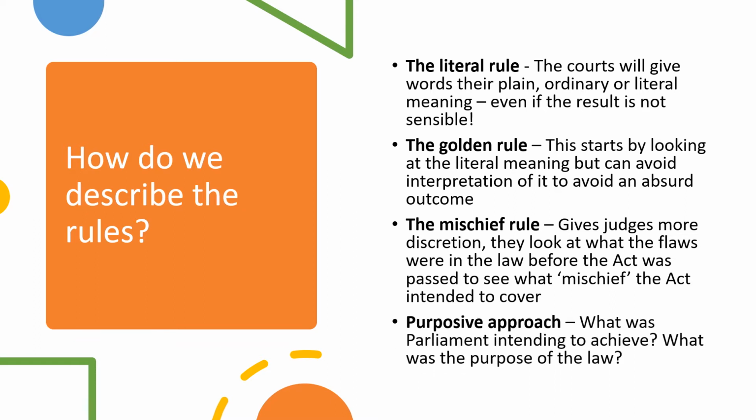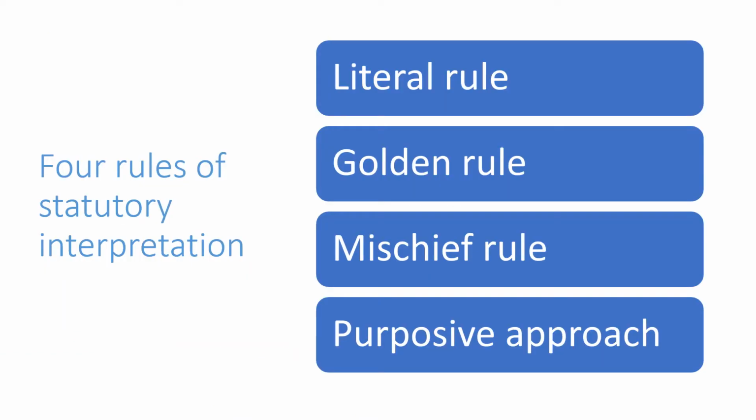And finally, the purposive approach. This looks at what Parliament was trying to achieve by creating the law, what the purpose of that law was, and gives effect to that purpose. So as you can see, this is a sliding scale of rigidity, starting very rigid at the beginning to a much more flexible approach when we go through to the purposive approach. We're now going to look at each of these in turn. And of course, we're going to start with the literal rule.